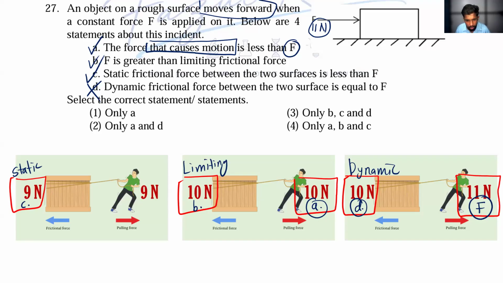Notes to mark. Notes means I couldn't understand. What did you say, my dear? Notes to mark. That means no. I told you to mark all these data, here 9 Newton, 11 Newton.